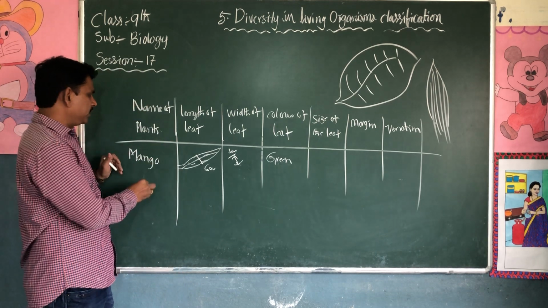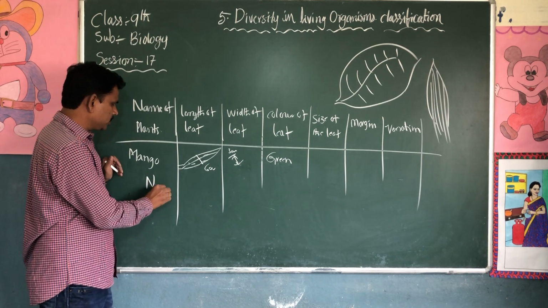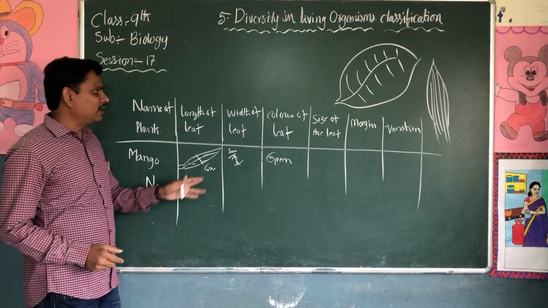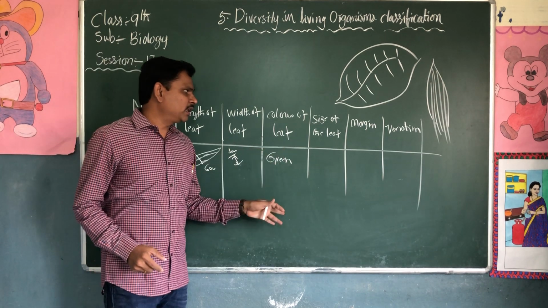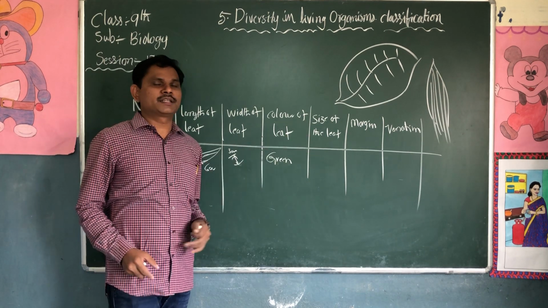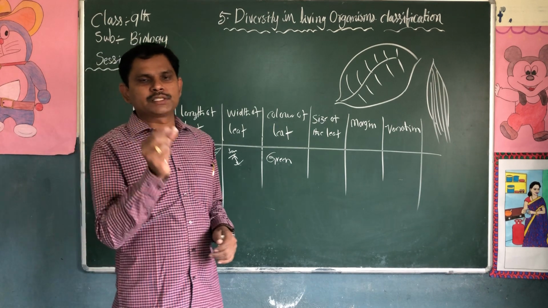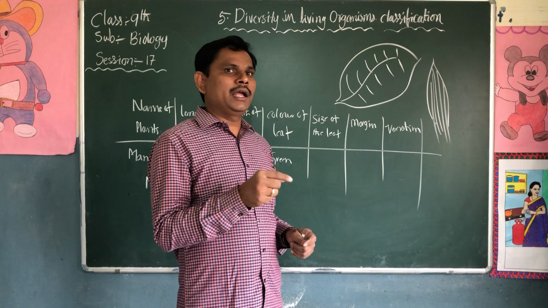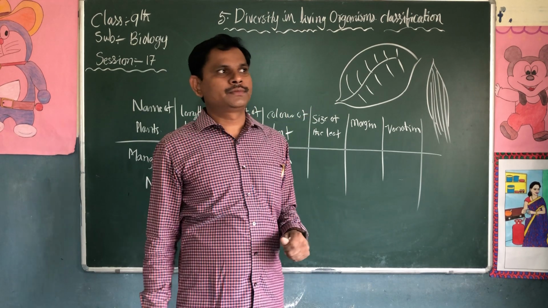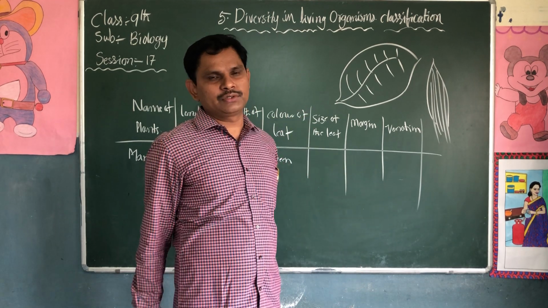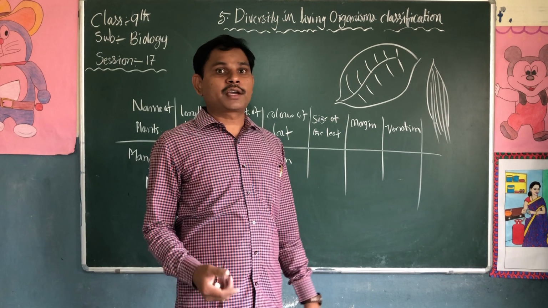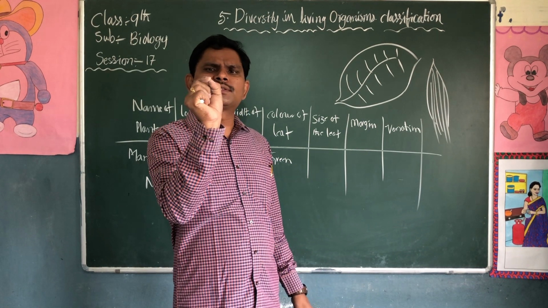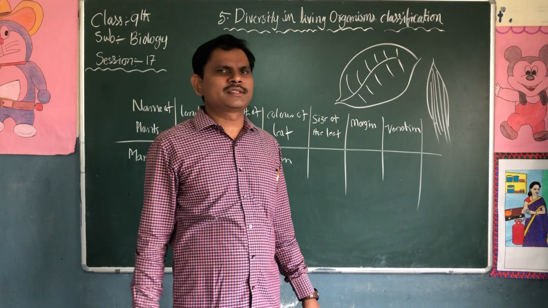Check another leaf, neem leaves. Check length of the leaf, width, color of the leaf, size of the leaf, margins and venation of the leaves. It's a very small leaf when compared to the mango leaves. If you take bryophyllum leaves, they are very big. Acacia, tumma, are very small. Like this, there are small leaves.